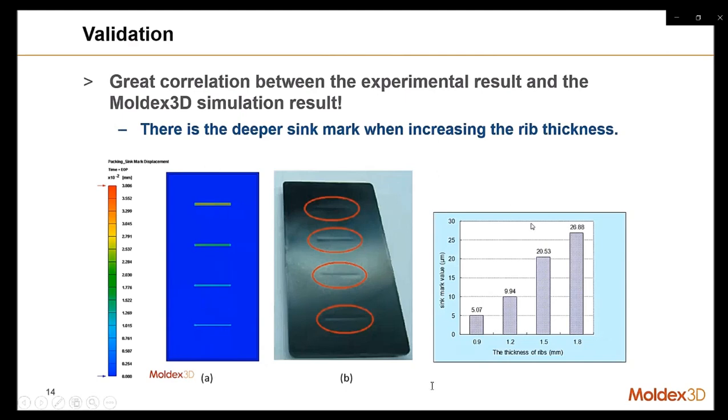So it really shows us the capability of Moldex3D. Moldex3D can help us to predict the sink mark displacement and the sink mark situation. So we can use Moldex3D to optimize our geometry design, and do this kind of trial and error just in a virtual environment.